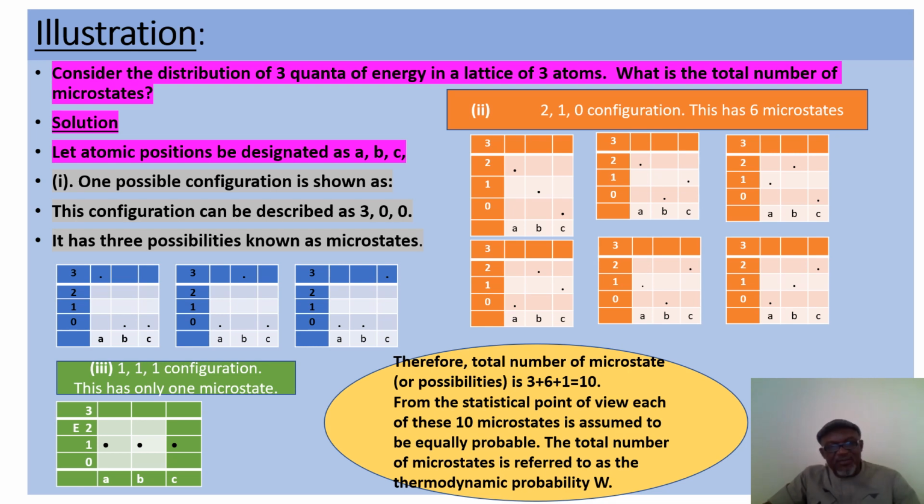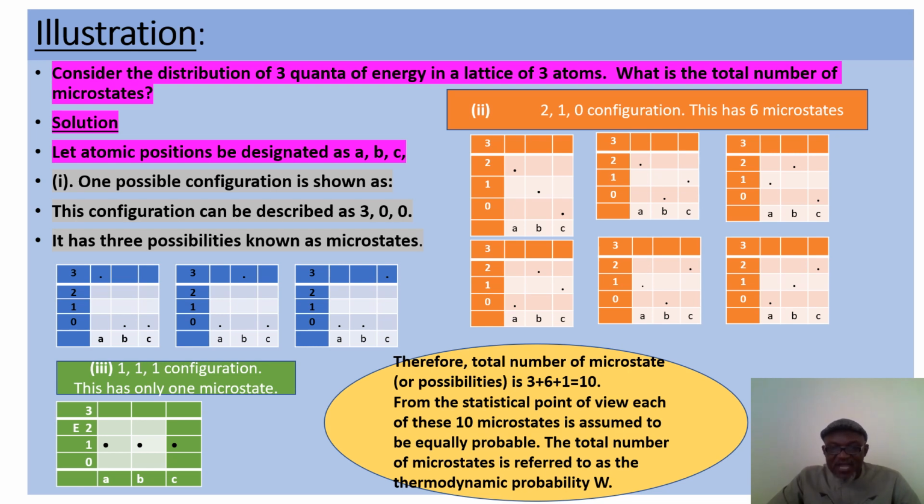So the total number of microstates, the total number of possibilities of this distribution, will be: the first one is 3, second one is 6, and the last one is 1. That will be 3 plus 6 plus 1, which is equal to 10. From a statistical point of view, each of these 10 microstates is assumed to be equally probable. Remember the equal a priori probability. So these 10 microstates are equally probable.